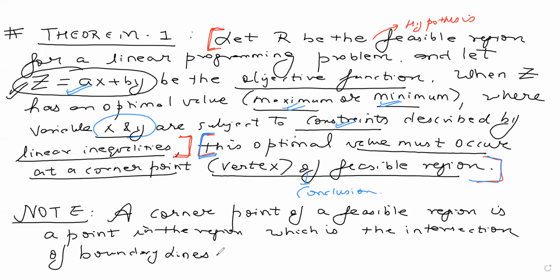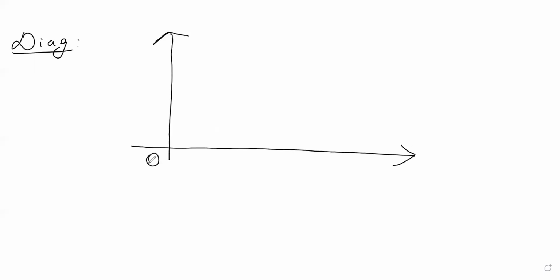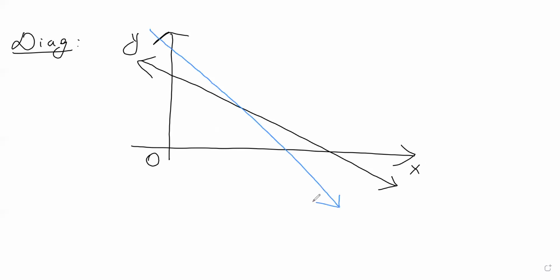Okay, so when I talk about a corner point or a vertex, it is nothing but the point of intersection of two boundary lines. I can show this to you in the form of a diagram, or students can look at this diagram just for reference. Okay, so we have X, we have Y. And suppose I plot two constraints. One is this constraint, and another one is this constraint. So all students can see two constraints.